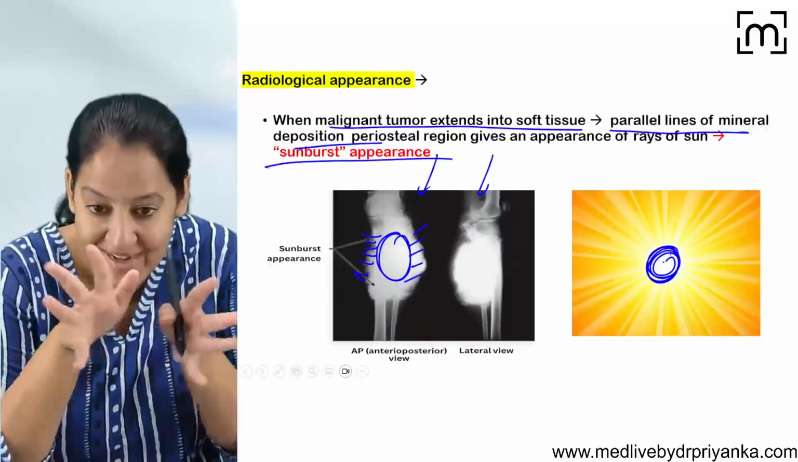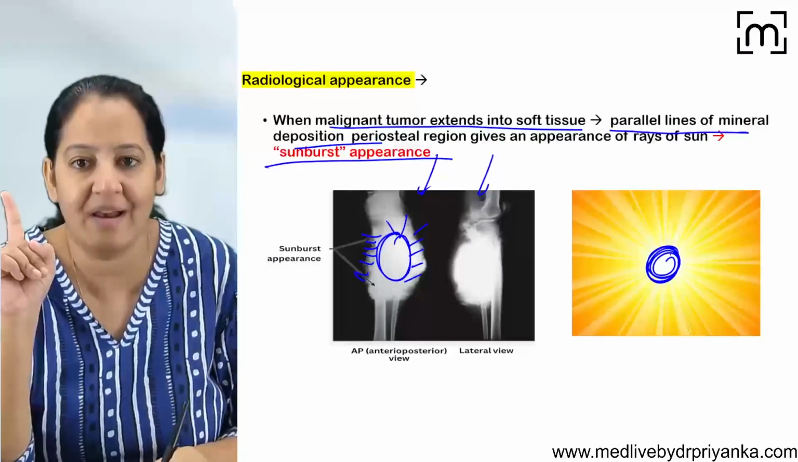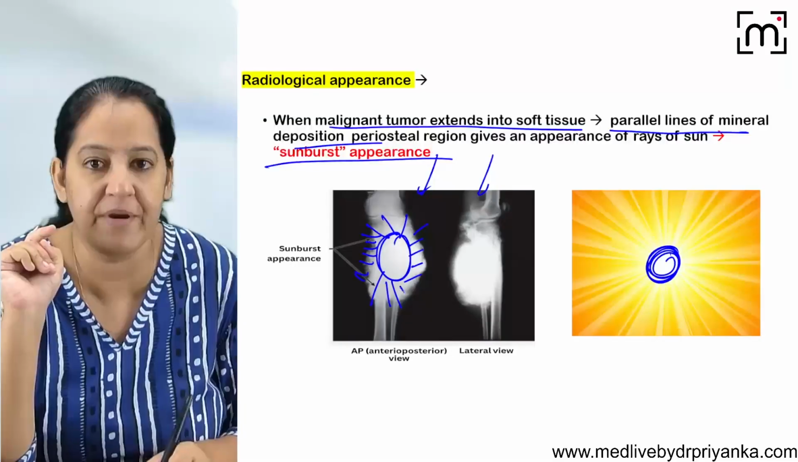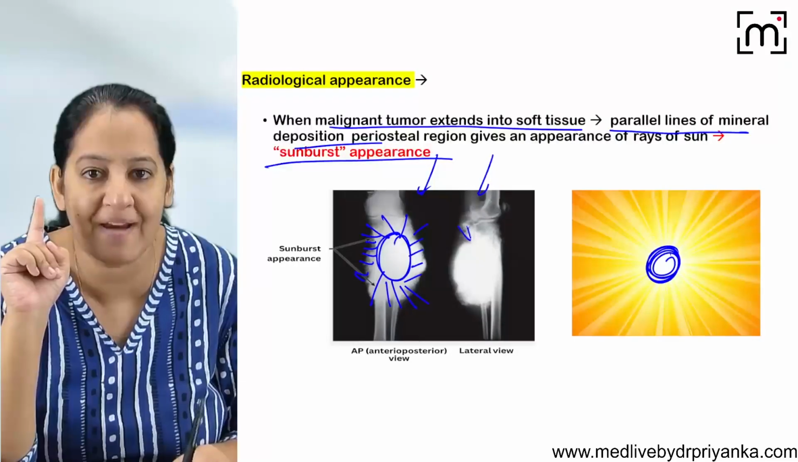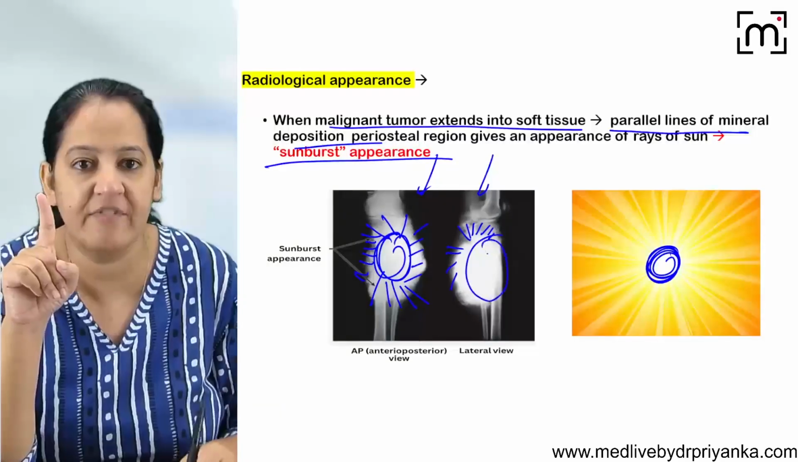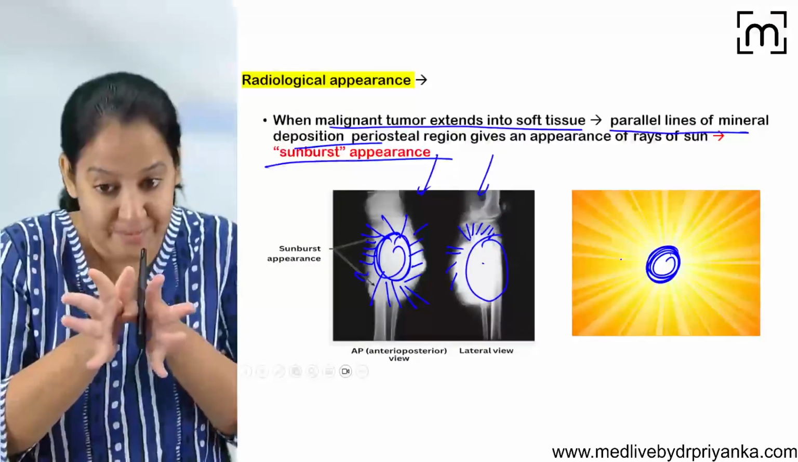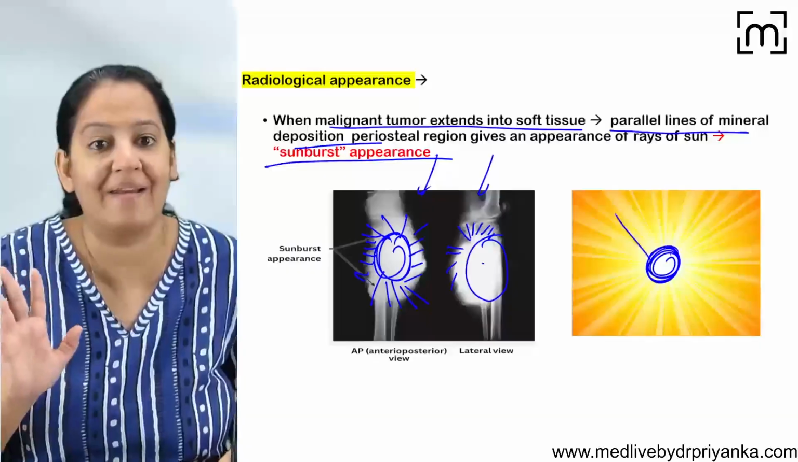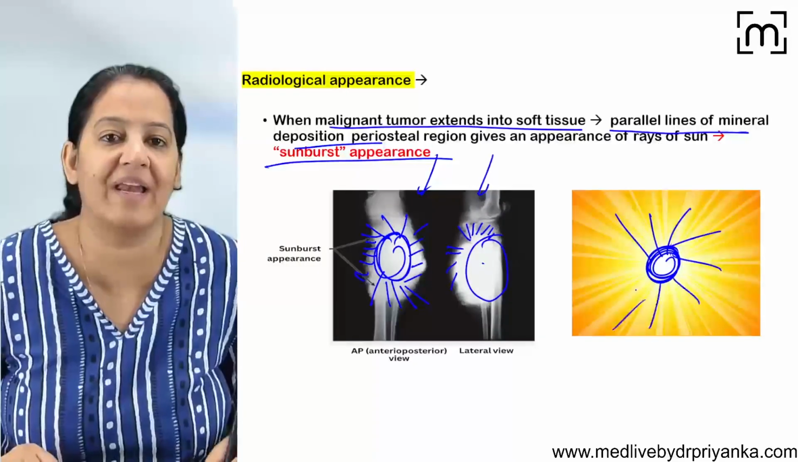And when the tumor is spreading in the soft tissue, parallel lines are there. You can appreciate the parallel lines of mineralization in the tissue. So first, compare the tumor with the sun. We are comparing the tumor with the sun, and the spread of the tumor in the soft tissue is like parallel lines of mineralization. It is looking like the sun.